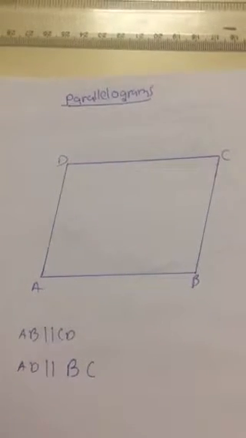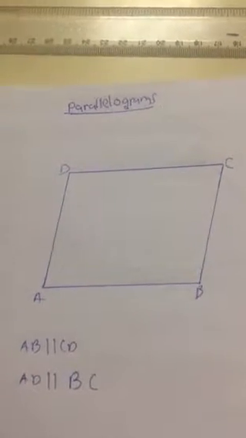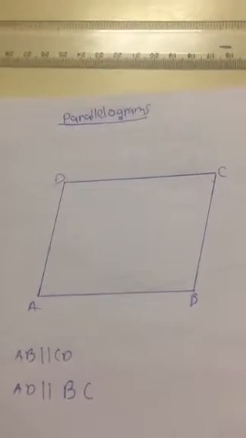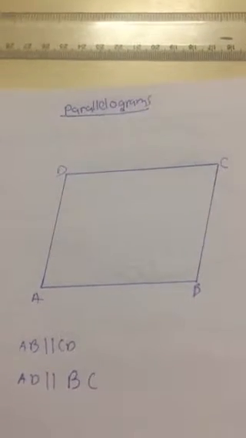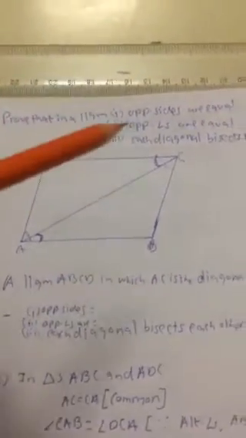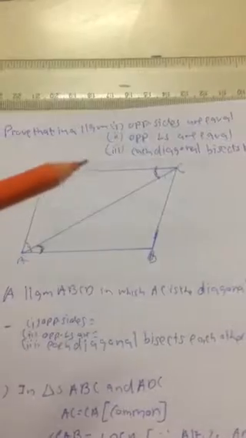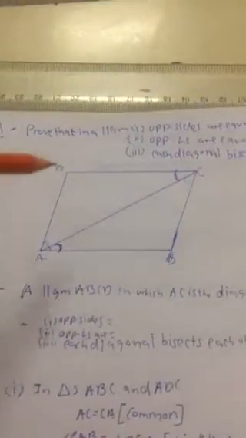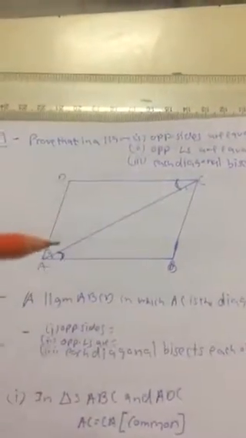Now I'm going to give some proofs about the properties of parallelograms, which are very important for identifying parallelograms and distinguishing them from other quadrilaterals. First, prove that in a parallelogram opposite sides are equal, opposite angles are equal, and each diagonal bisects the parallelogram. Okay. Now here is a parallelogram ABCD.